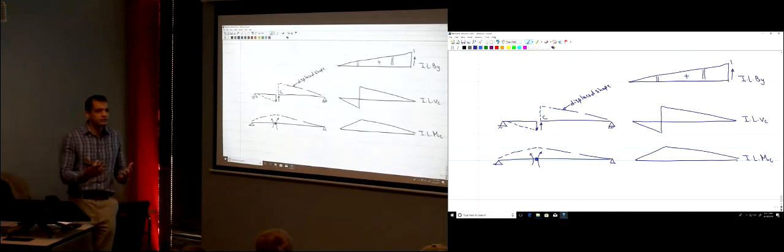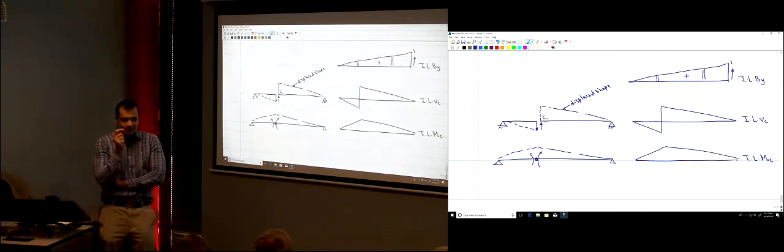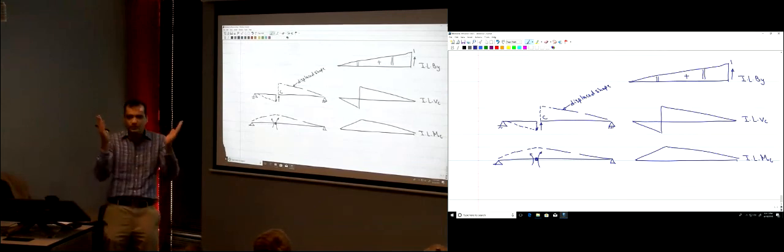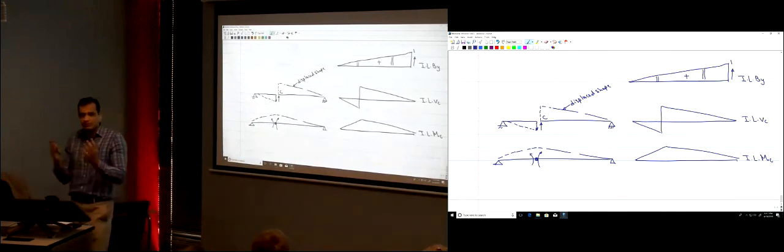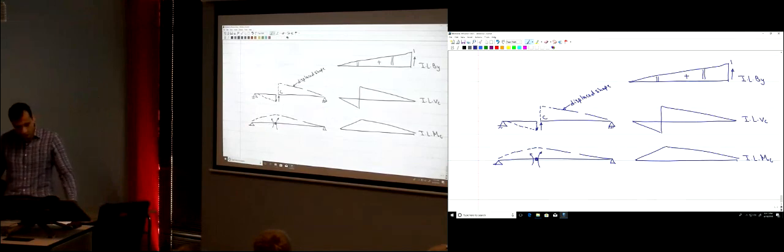Anyone didn't get this Muller-Breslau principle, how to apply it? So simple. Just release the function, put the unit displacement in the direction of that function, and see how the beam is going to be deformed. The shape of the deformation is the shape of the influence line. Any question? Okay, great.